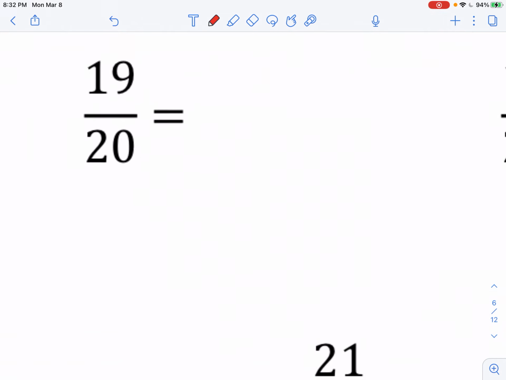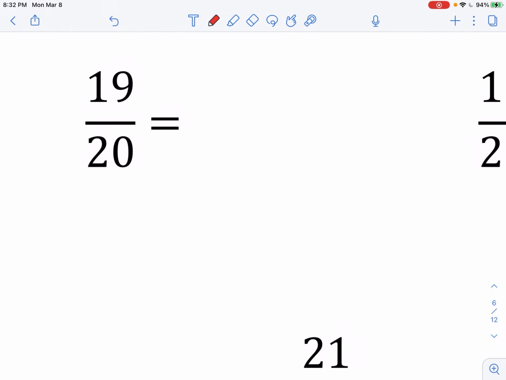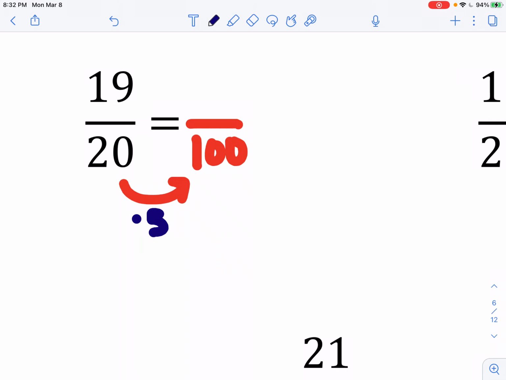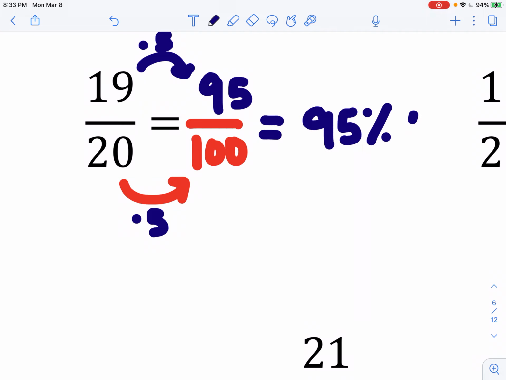Well, let's zoom in here. If we have 19 over 20, I'm going to ask myself, how can I take that denominator and turn it into 100? Well, we can multiply by 5. If we do that to the denominator, we can do that to the numerator, and what do we get? Good, 95. And in this case, since it's 95 out of 100, we know it's 95%.